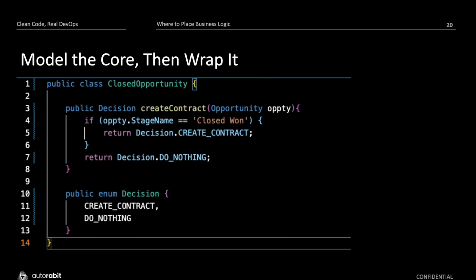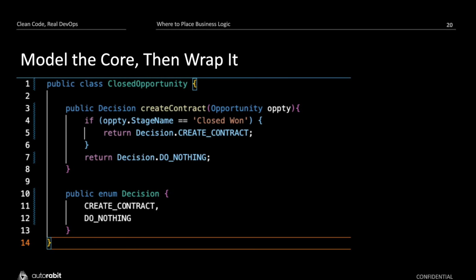There's no mention of DML operations. There's no mention of asynchronous processing. No mention of batching DML operations or retrying or debug logs or anything like that. It literally says, hey, if the stage is closed won, we should create a contract, and we model that as a decision. Otherwise, we shouldn't do anything. Again, simplified example, you could have many more different types of decisions, or it could be a simple Boolean true or false. But the point is that this is the pure business logic.